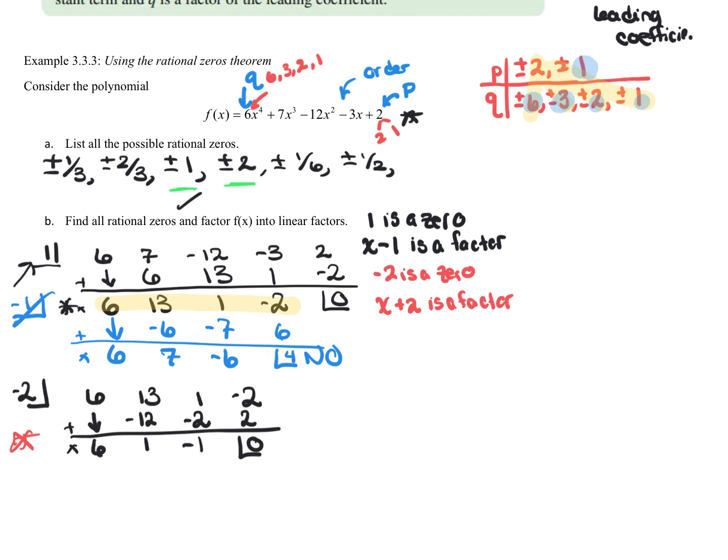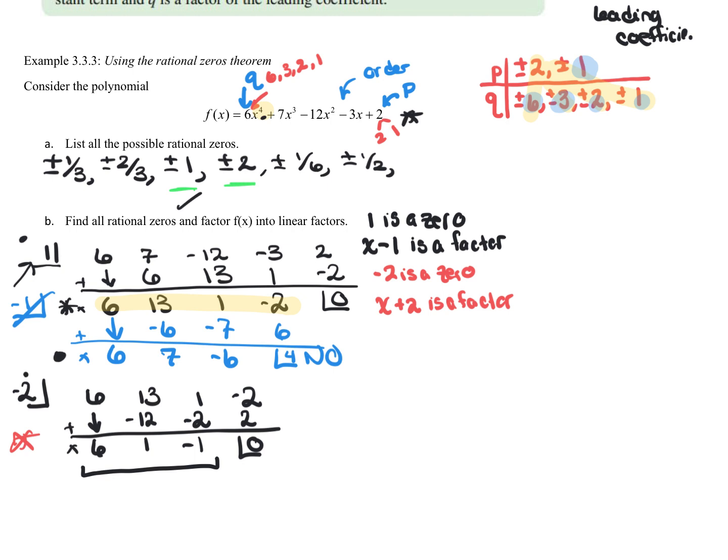Now we have a power of 4 right here. That means I have to find 4 factors. So remember I said this earlier in the video. This is what you want to get to. This is a quadratic. I started at a 4th degree right here. I pulled out 1, so now this is a 3rd degree. I pull out another one. Now this is a quadratic.